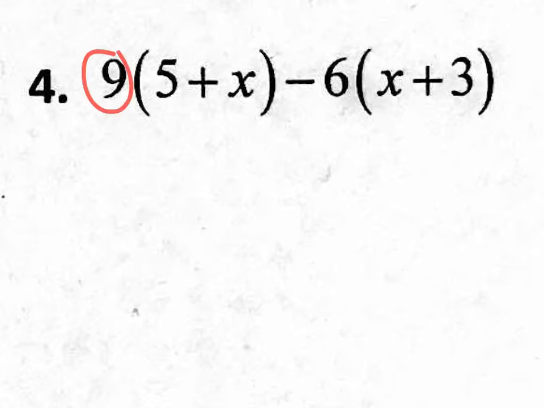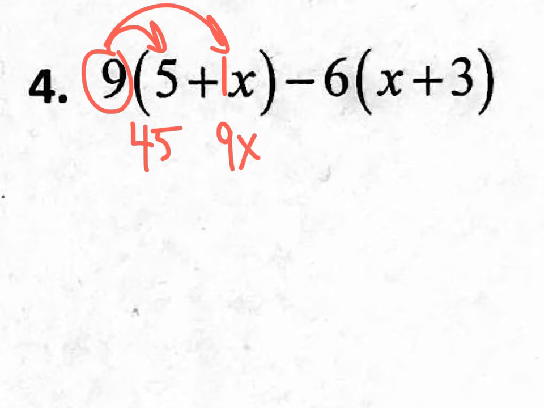So I'm going to take this 9 and I'm going to distribute. What's 9 times 5? 45. How about 9 times x? 9x, right? There's an invisible 1. 9 times 1 is 9, and the x comes down. There is a plus sign between it. It's a positive 9x. Let's distribute this minus 6.